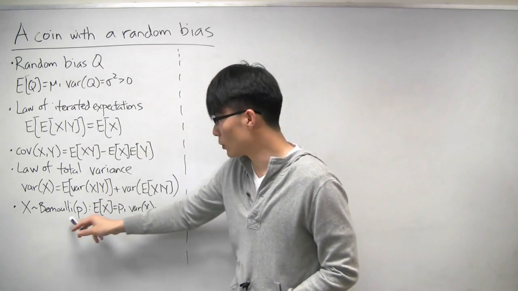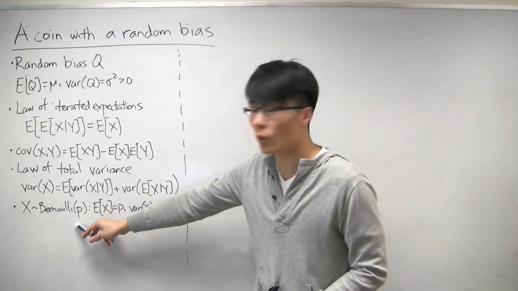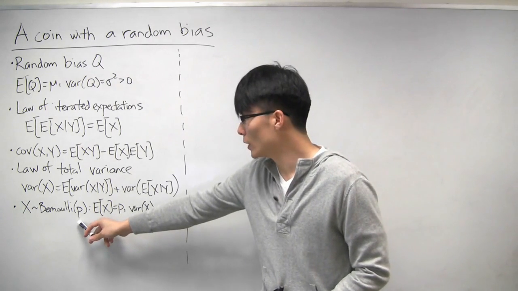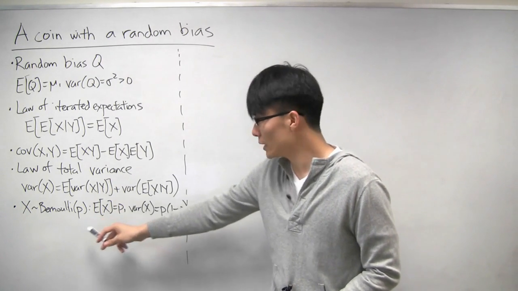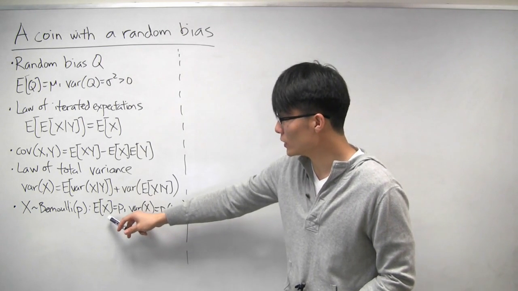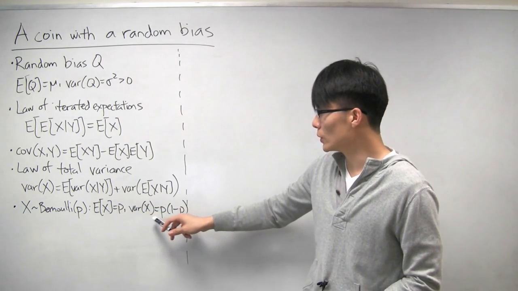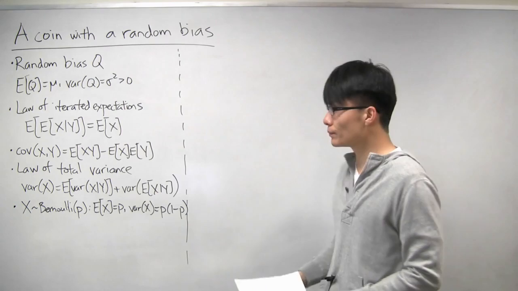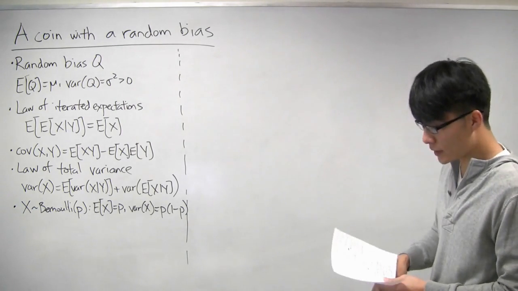So as a reminder, for a Bernoulli random variable, if you know what the bias is, some known quantity p, then the expectation of a Bernoulli is just p, and the variance of the Bernoulli is p times 1 minus p. Okay, so let's get started.